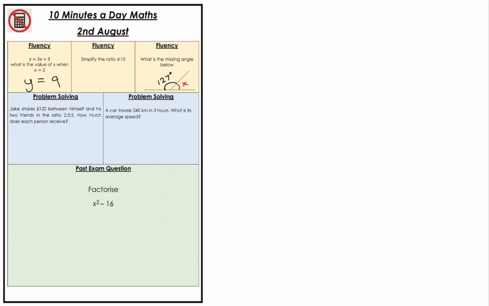Let's have a look at the next one. Simplify the ratio 4 to 10. Now, I always think ratio is very similar to fractions, because whatever you do to one side of the ratio, you need to do the same to the other. If we're simplifying, it means we're putting it in its smallest possible ratio. That means we need to find the highest common factor that goes into 4 and 10. In this case, the highest common factor is 2. So we're going to divide each side by 2.